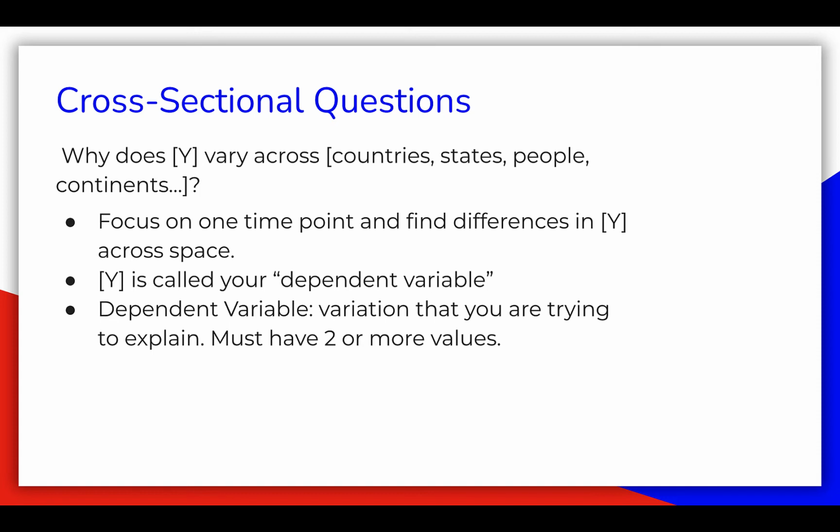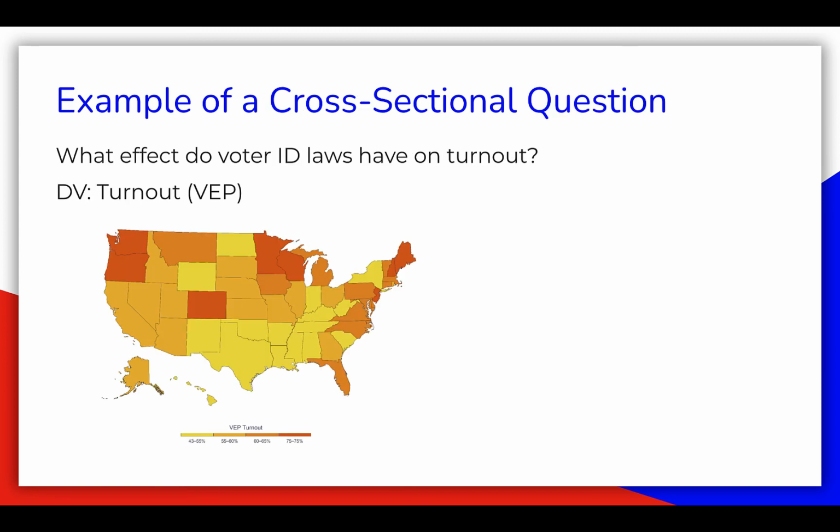That's a cross-sectional question. Why does Y vary? This is your dependent variable. And your dependent variable, much like we mentioned earlier in the lecture, has to vary. You have to have variation in your dependent variable that you're trying to explain. So it has to take on at least two values. It has to be 0 or 1 at the very least, but it can be more, right? It could be 0, 1, 2, 3, 4, 5, 6, 7, 8, 9, 10, and so on and so forth.